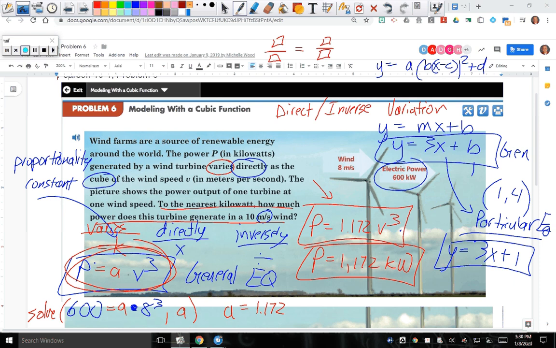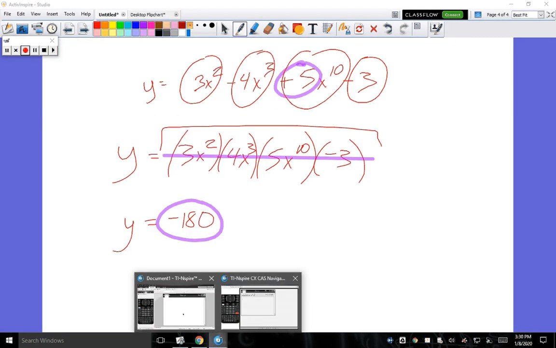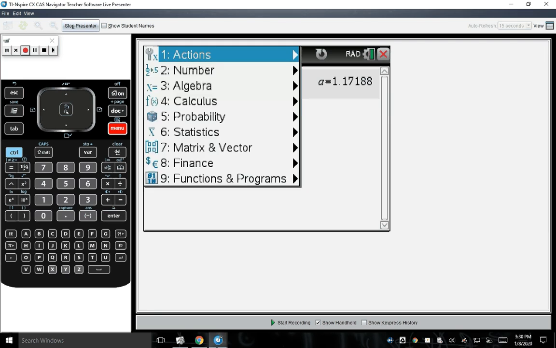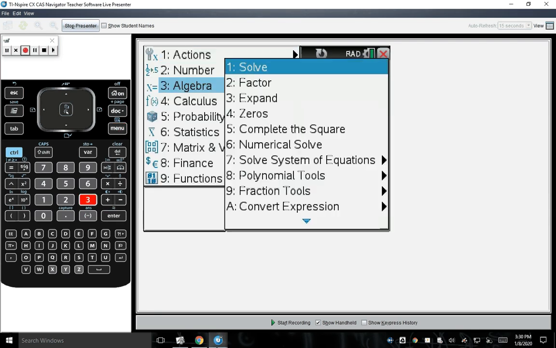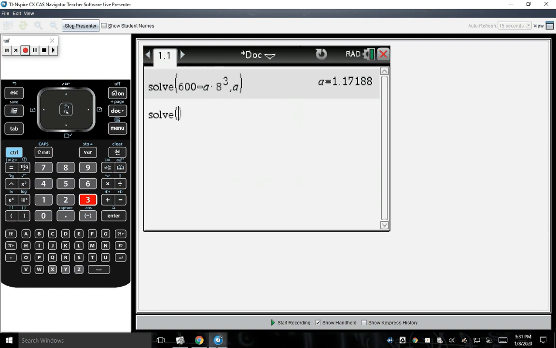Can you demonstrate the calculator again? Yeah, so the calculator real quick, just to review. Menu 3.1, algebra solve, and then type in the equation exactly how you see it, comma A. Control Enter for decimal answers.